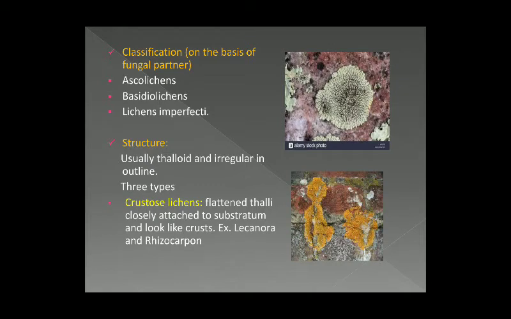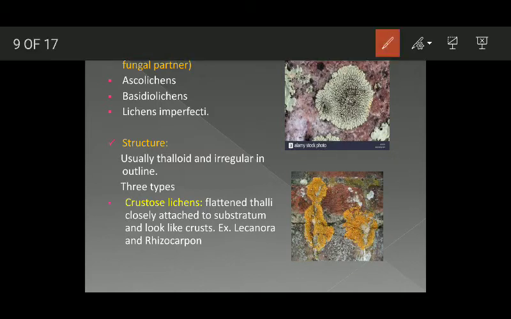And first of all, let's get started with the classification of lichens on the basis of fungal partner. Depending upon the fungal partner, there are three types of lichens: ascolichens, basidiolichens, and lichens imperfecti. Ascolichens contain ascomycetes as the fungal partner. Basidiolichens contain basidiomycetes as the fungal partner, and lichens imperfecti have deuteromycetes as the fungal partner.